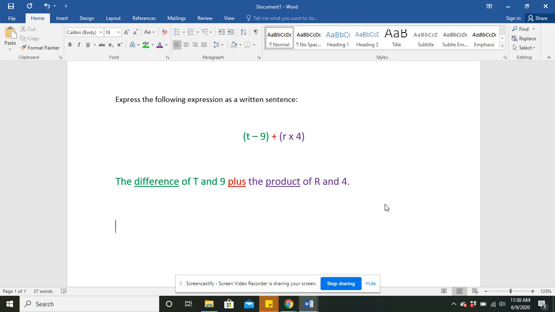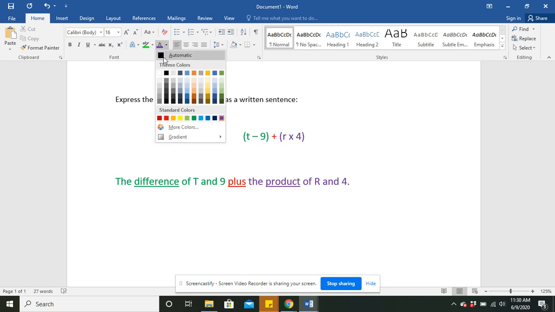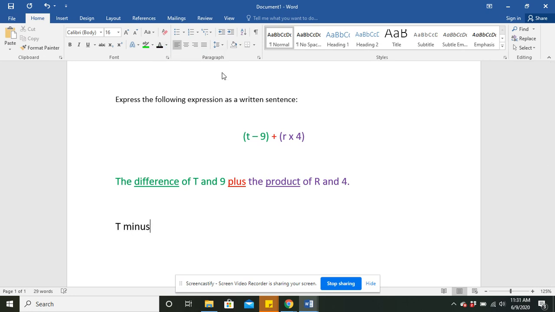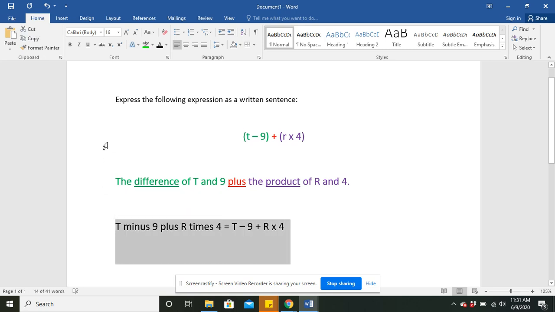One sentence that you should not choose is this. And this is something that I've seen from quite a few people. T minus 9 plus R times 4. I think that this sentence is really misleading because somebody might just write this: T minus 9 plus R times 4. Which we know doesn't actually match the original expression because it doesn't show the groups. So that's one thing we want to avoid doing.